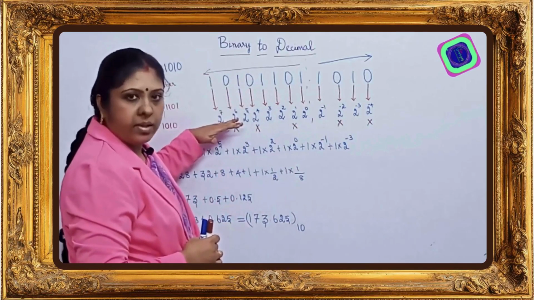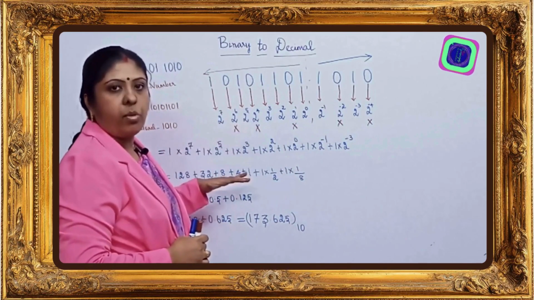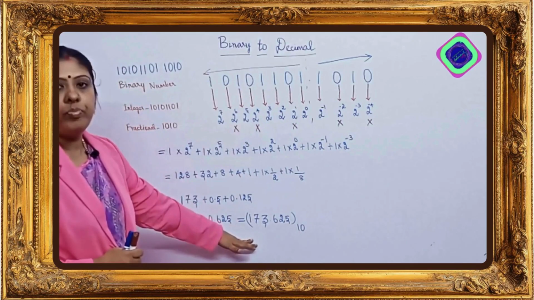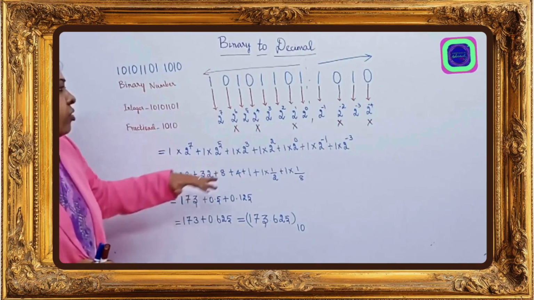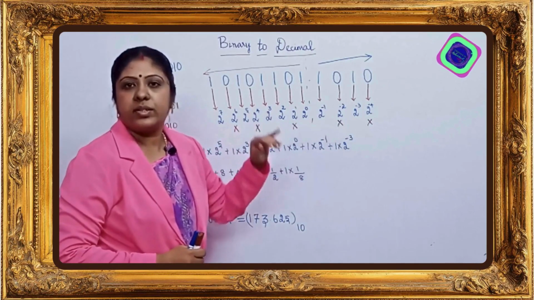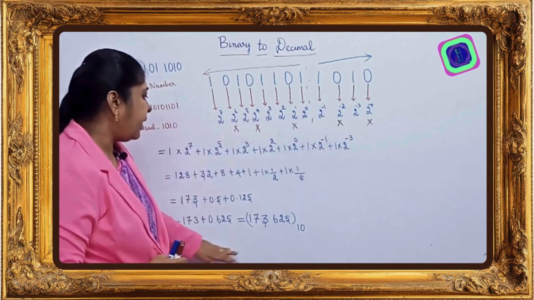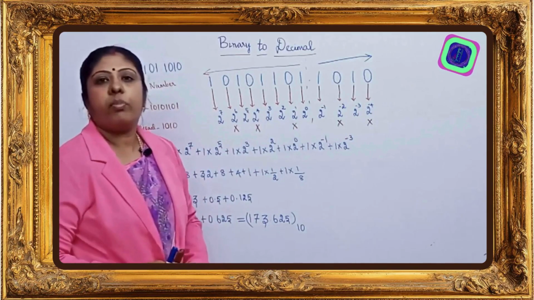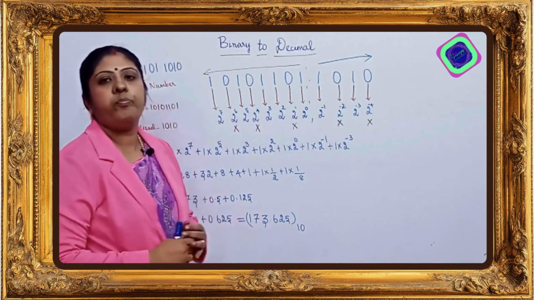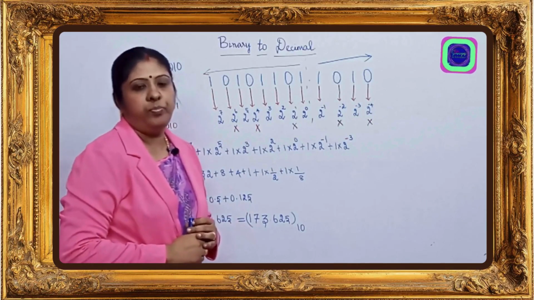Multiply the concerned binary digit with the weightages, find the sum of products and find the final result. The sum of products has to be found both for the integer part as well as the fractional part. Add all those values and then the final value is 173.625. This is the attained decimal value.